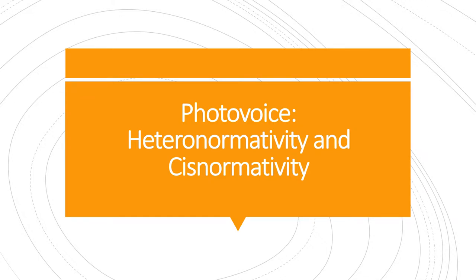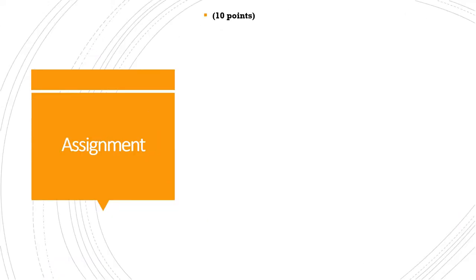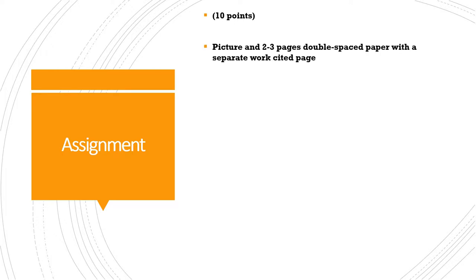Hello everyone, so this is just a quick run through guide to help you with the assignment for this week, which is a photo voice on heteronormativity and cisnormativity. This assignment is worth 10 points and requires you to take a photo, and in addition to the photo, write a 2 to 3 page double space paper with a separate works cited page.